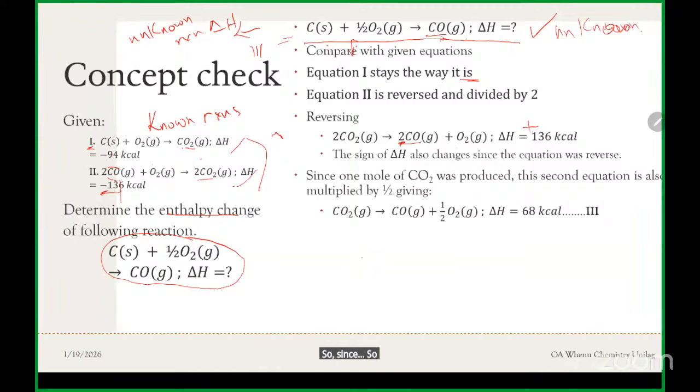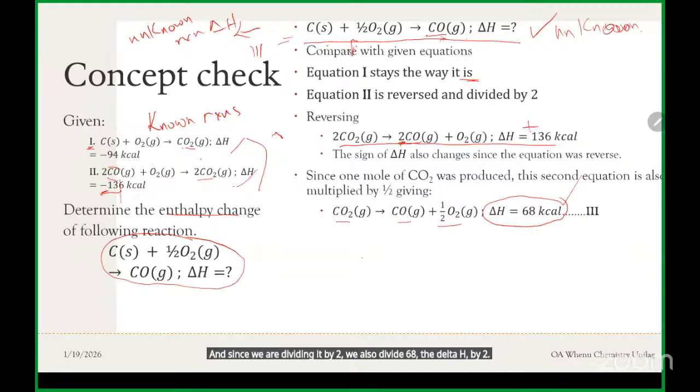So if we divide this by 2, we get CO2 to CO plus half O2. And since we are dividing it by 2, we also divide 68, the delta H, by 2. One of the properties of enthalpy is that it is an extensive property, meaning it depends on the amount of substance present. I'm dividing it by 2 because H is an extensive property. We have divided the whole reaction by 2, so we are going to divide the delta H by 2 as well.